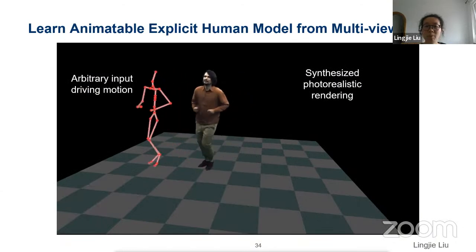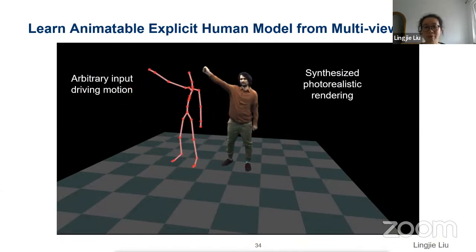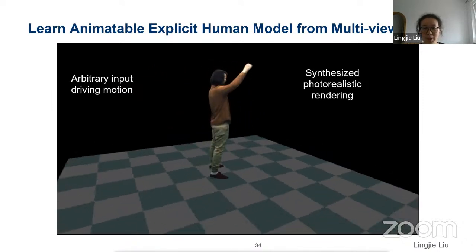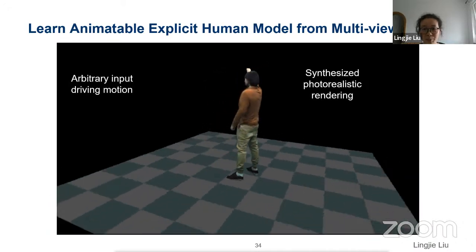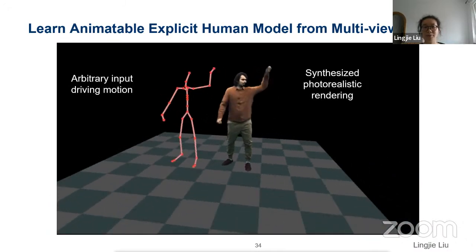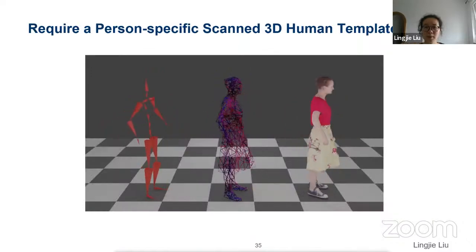Once this human model is trained, at test time, given arbitrary driving poses as input, DDC can generate pose-dependent dynamic deformations and appearance in 3D for new poses. And we can render the human from an arbitrary viewpoint.